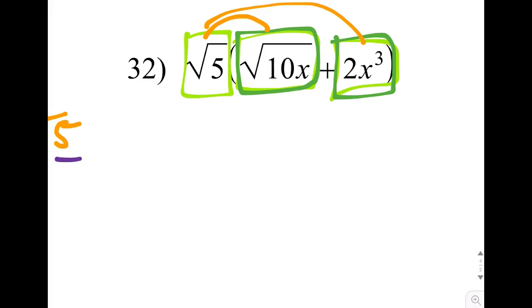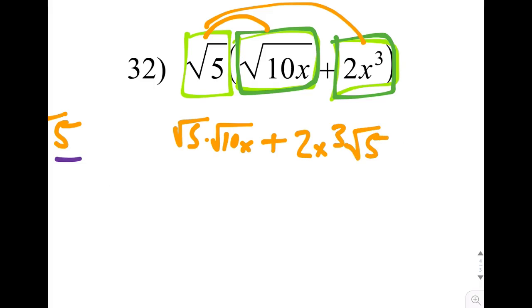Square root of 5 times square root of 10x. Root 5 times root 10x, plus root 5 times 2x cubed. So whole number 2x cubed, square root of 5 out front. When I do it that way, I see that I can combine 5 times 10 to get 50x all under a single square root. Or, like I had mentioned in a previous video, we could just write it as one root, 5 times 10 times x. That gets us closer to breaking it down.